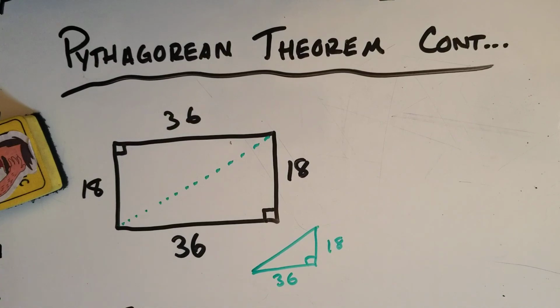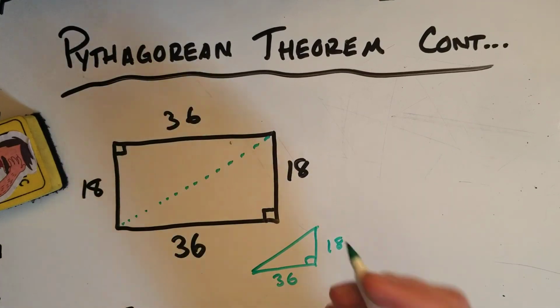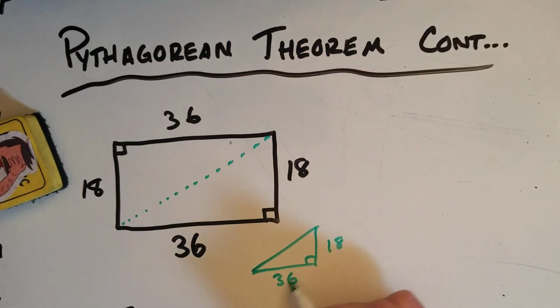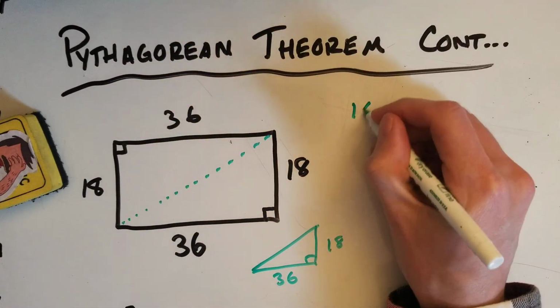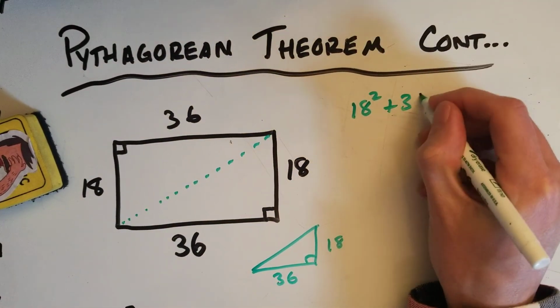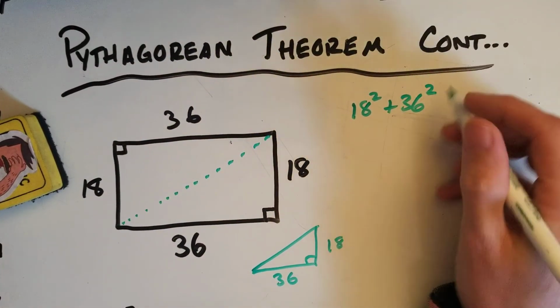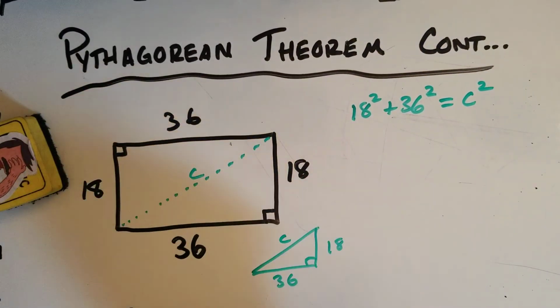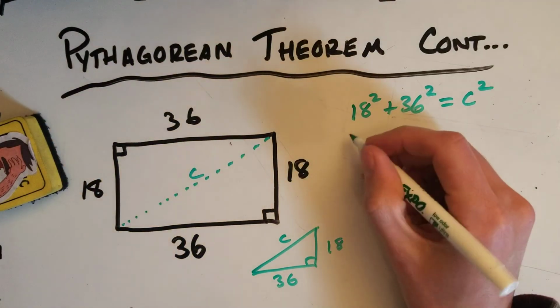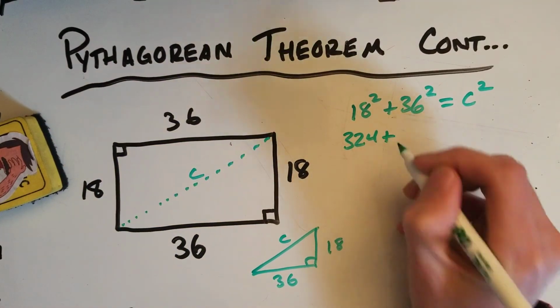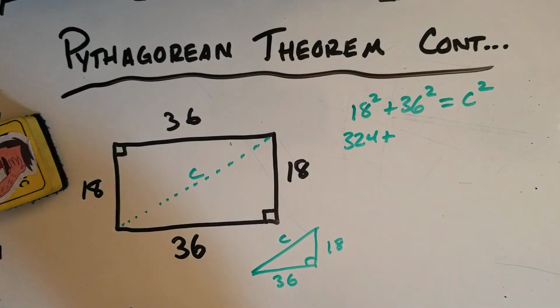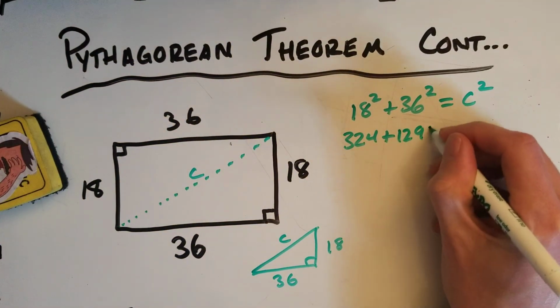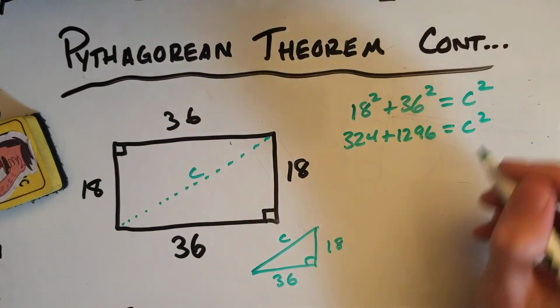Those are your two given values here. So you can use Pythagorean theorem. You have the legs, so that's your A and your B. So 18 squared plus 36 squared, A squared plus B squared, equals your C squared. This would be C in this case, your hypotenuse here. So you can use your calculator. 18 squared is 324. 36 squared, you should get 1,296. That equals C squared.